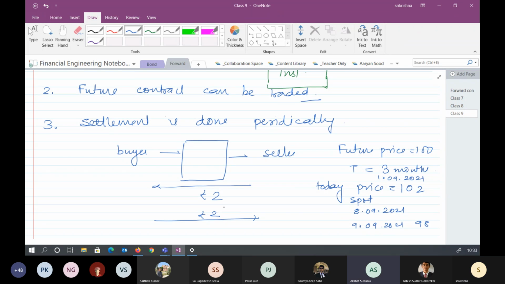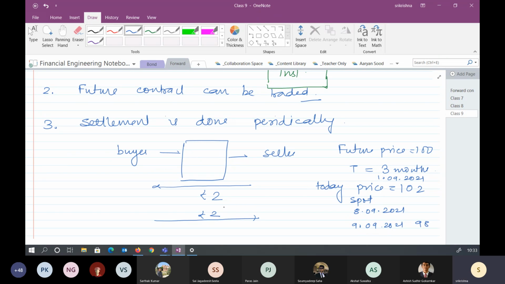So, sir, the price will always be 100. If the buyer is getting a loss, then the seller will pay 2 rupees back to the buyer. If the seller is getting a loss, then the buyer will pay 2 rupees to the seller. Try to understand, this compensation settlement is being done continuously till the expiry. This is the regulation, first of all.